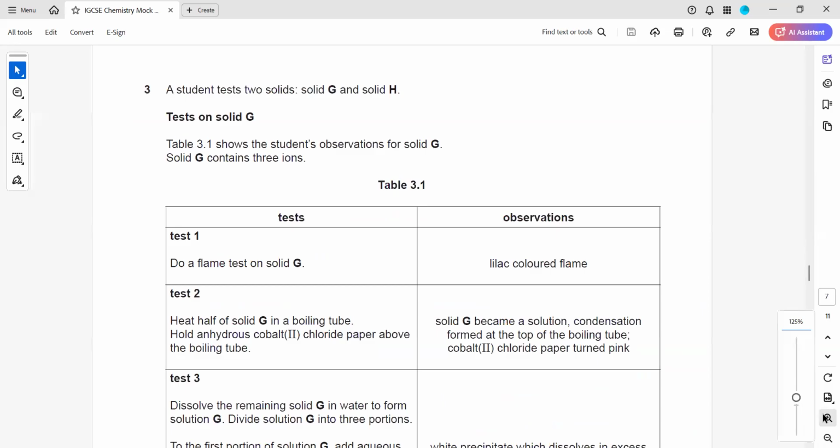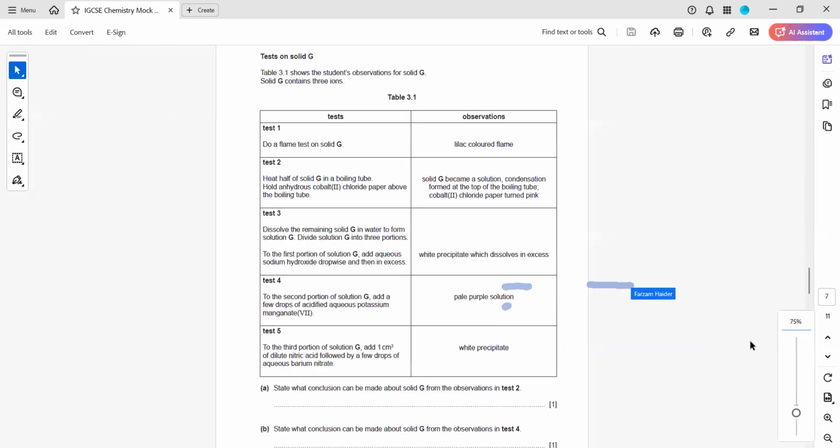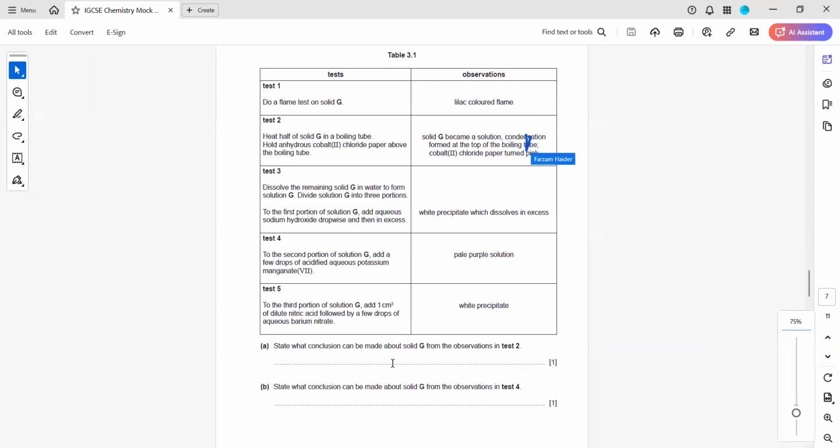The next, a student tests the two solids G and H. I'll zoom out so we can discuss this whole. For solid G, a flame test is done and it gives a lilac flame. What does this indicate? If it's lilac, it's a potassium ion. Heat half of the solid G in a boiling tube. Hold anhydrous cobalt chloride, a test to check the presence of a hydrated compound. So the water of crystallization is present, this is a hydrated compound.